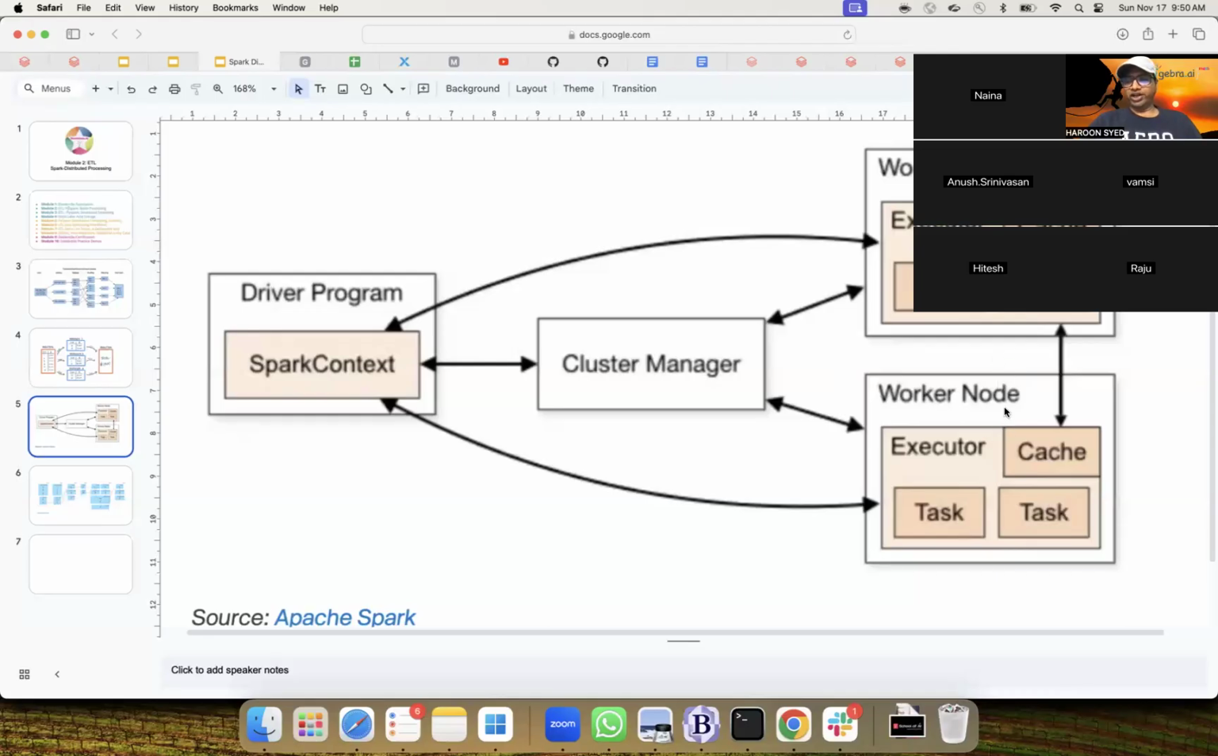If I have to do a data shuffle, I have to move data from this worker to this worker. Those kinds of things, the cluster manager will take care of, the communication between your nodes and the driver. The actual job or the transformation, what you have to do, that code Spark context will take care of.